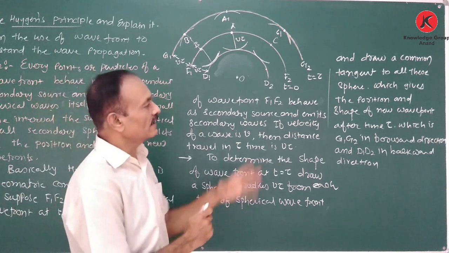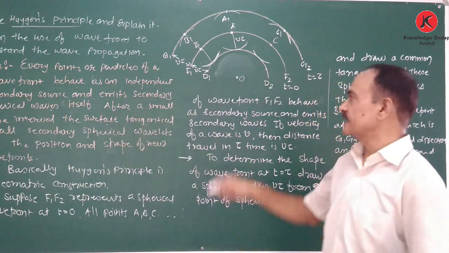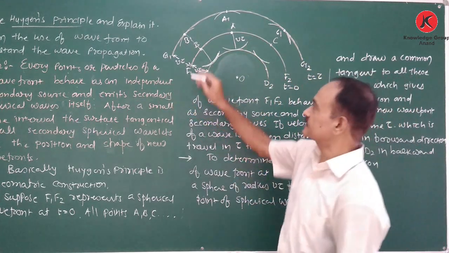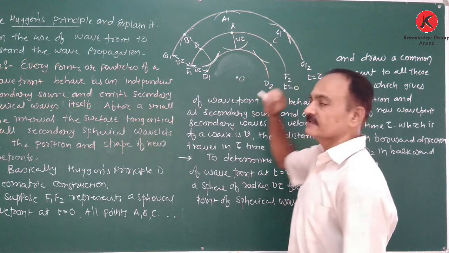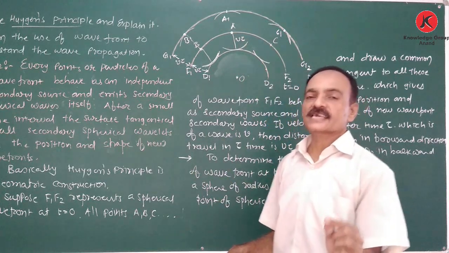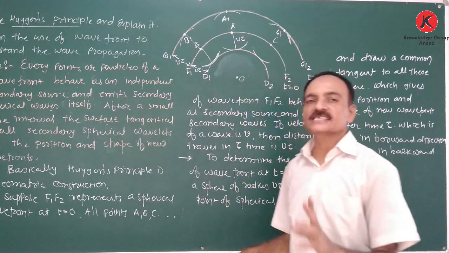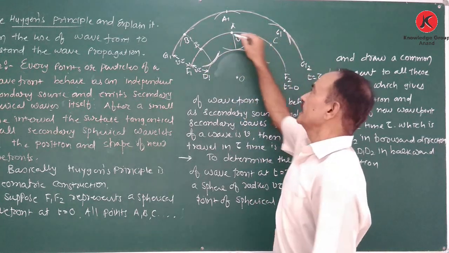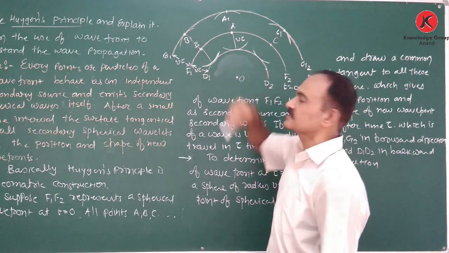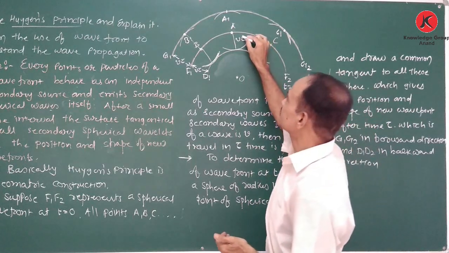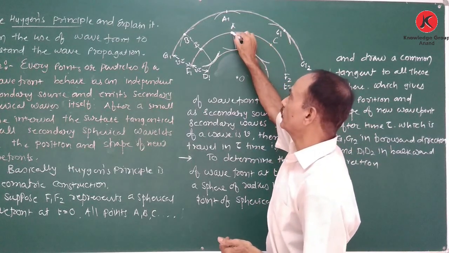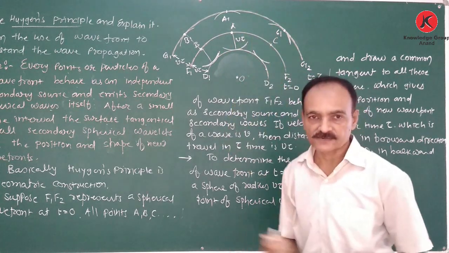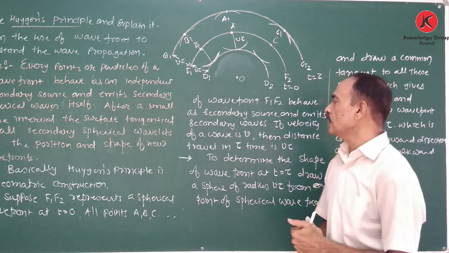Again, according to our Huygens principle, here we consider F1, F2 as a spherical wave front. According to the principle, all the points of this wave front behave as secondary sources and emit secondary spherical waves. Now, if the velocity of a wave in a given medium is v, therefore in tau time, the distance traveled by the wave produced from points A, B, C is v into tau in all directions.